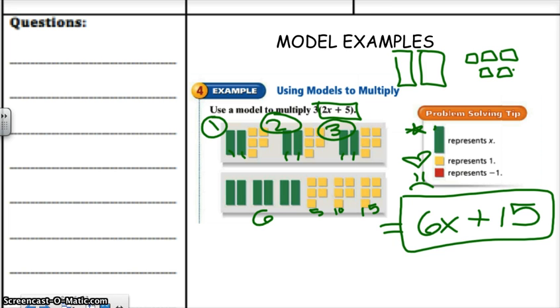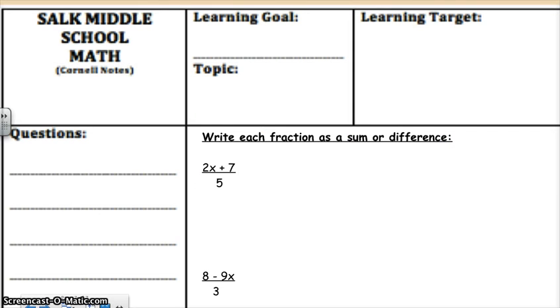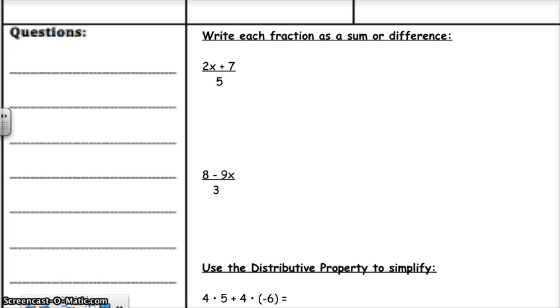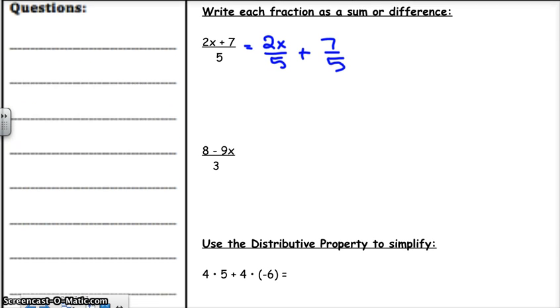Last page of today's notes is the enriched part where we are moving, this is actually 8th grade math, okay? But distribution can deal with fractions as well. So when I think of 2x plus 7 over 5, I can pull this 5 out and write it as 2x over 5 plus 7 over 5. Separating the numerators and putting them each over the denominator. That's writing that as a sum or difference.